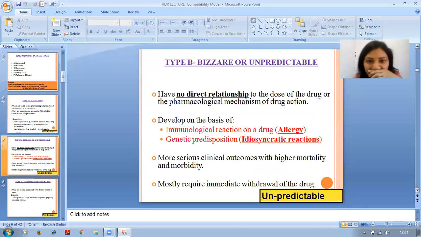Then type B, bizarre or unpredictable. They don't have any direct relationship to the dose of the drug or the pharmacological mechanism of drug action. They develop on the basis of immunological reaction or genetic predisposition. They have a more serious outcome, resulting in higher mortality and morbidity, and require immediate withdrawal of the drug.